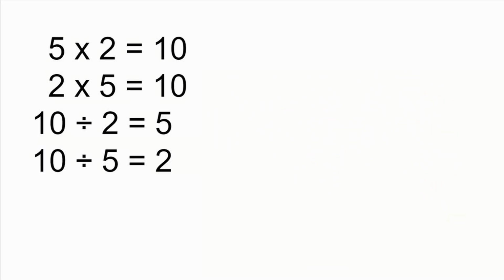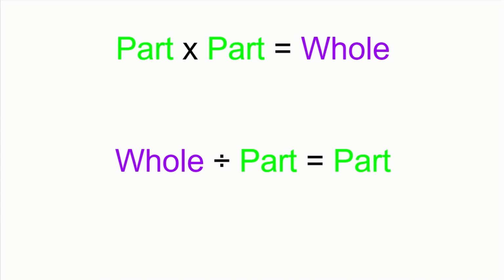Hopefully you saw a pattern between how we came up with our multiplication and division problems. The way I like to think of it is, if I multiply two parts, I'm going to multiply to the whole amount. And if I take the whole amount and divide it by one part, I should get the other part.